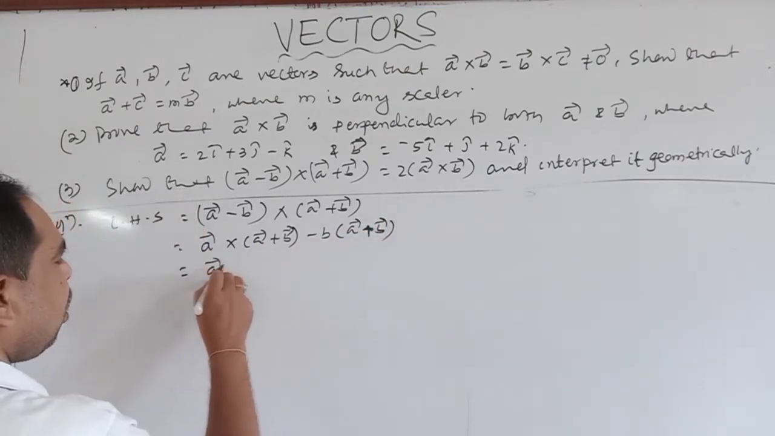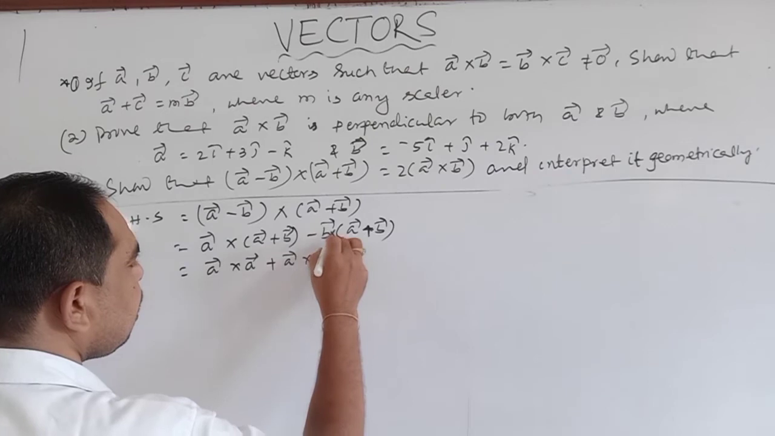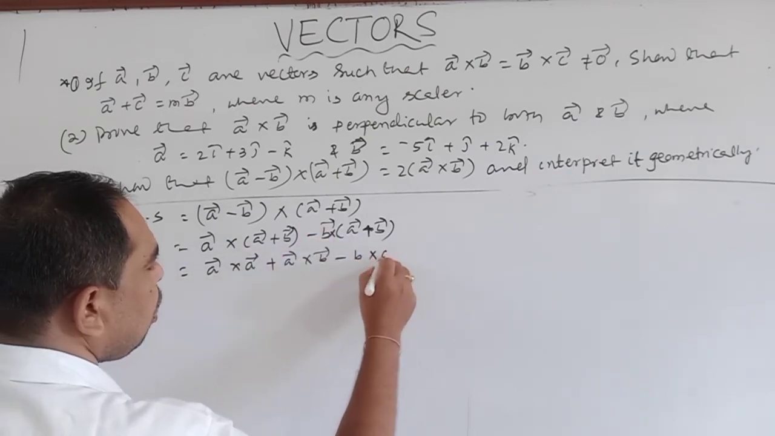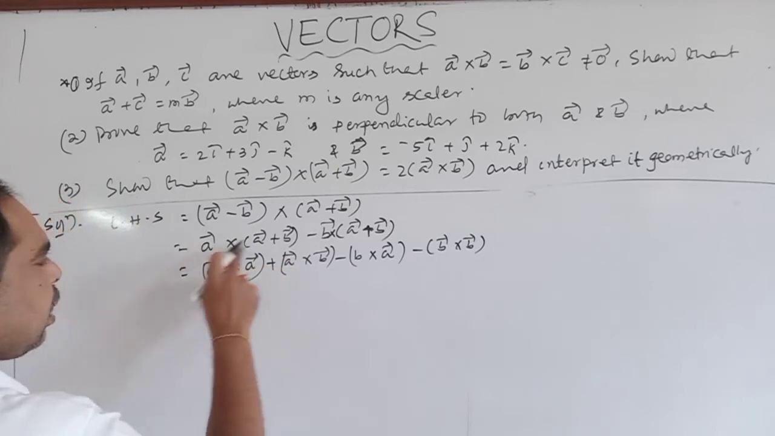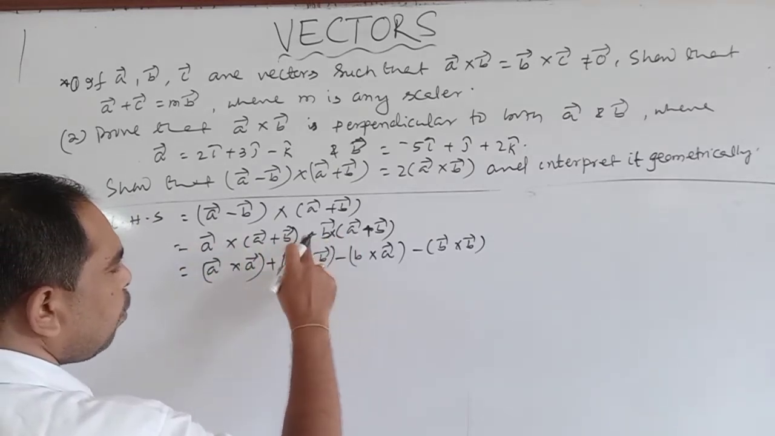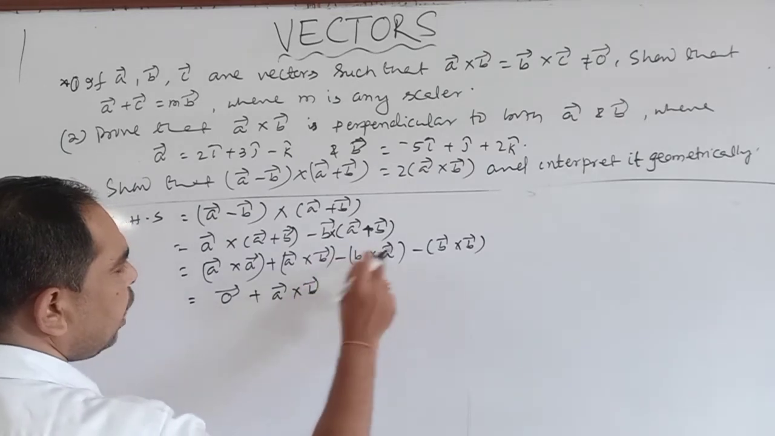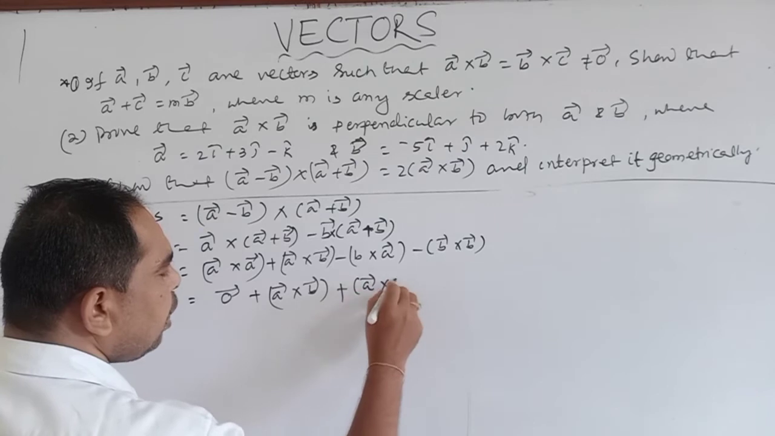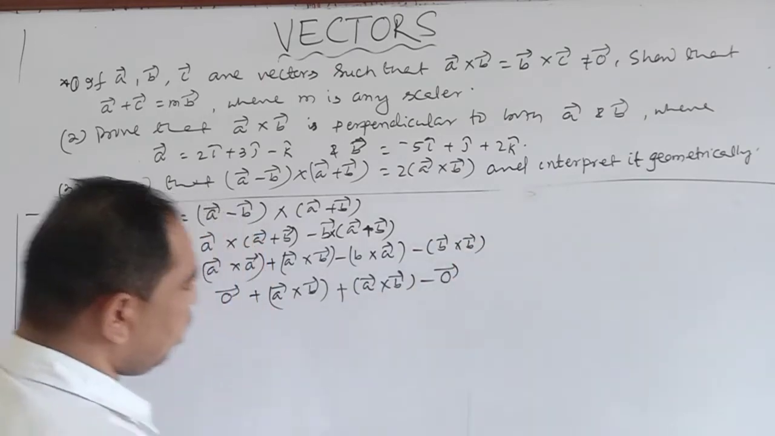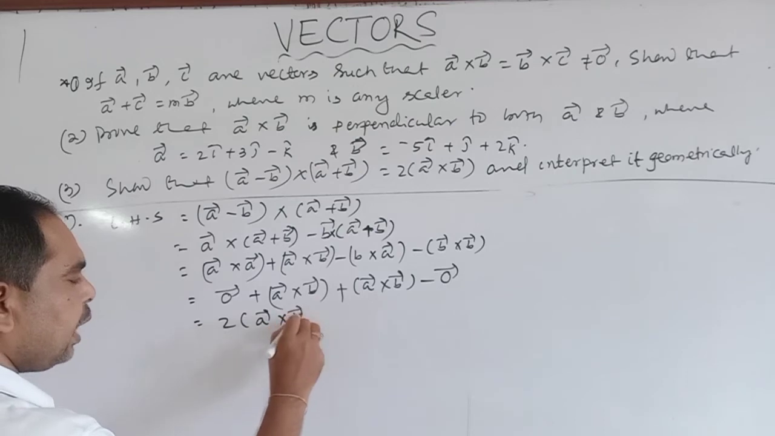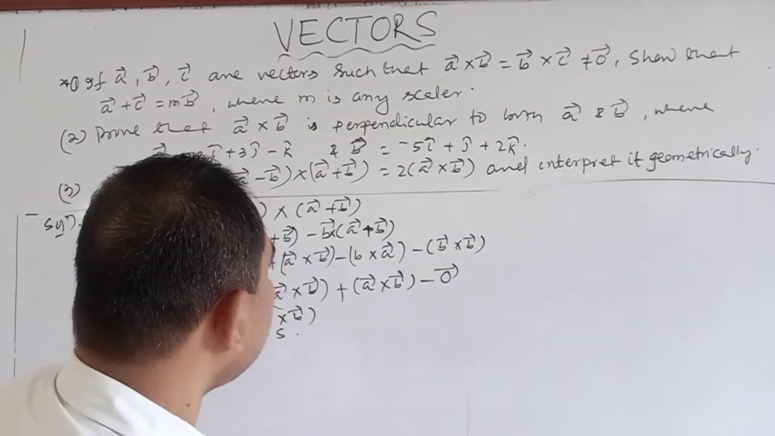So this is A cross A plus A cross B minus B cross A minus B cross B. See, A cross A is 0 vector, plus A cross B. Minus of B cross A is equal to plus of A cross B. And minus B cross B is 0 vector, since the same vector crossed with itself is the 0 vector. So this is 2 times A cross B. So this is the RHS. So mathematically we proved this.